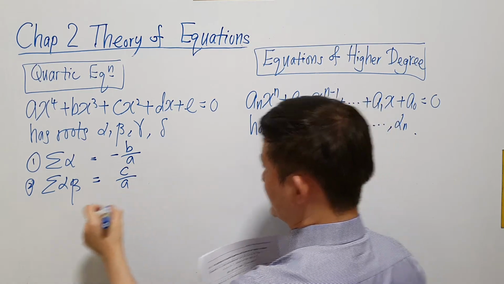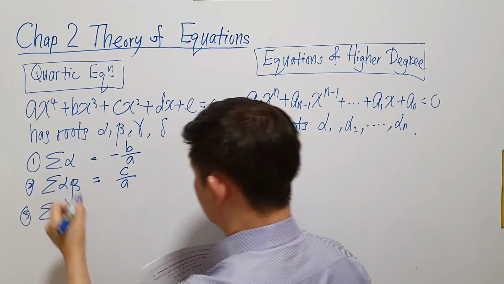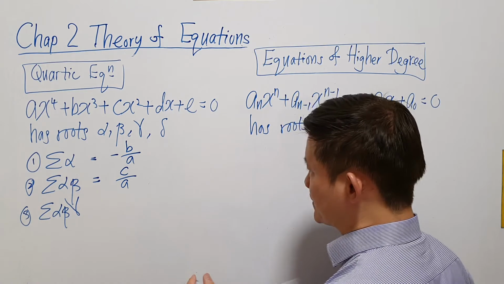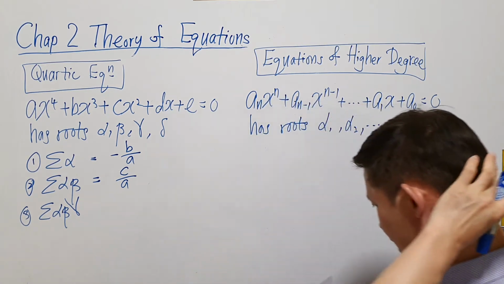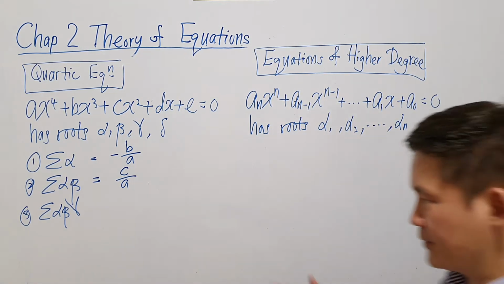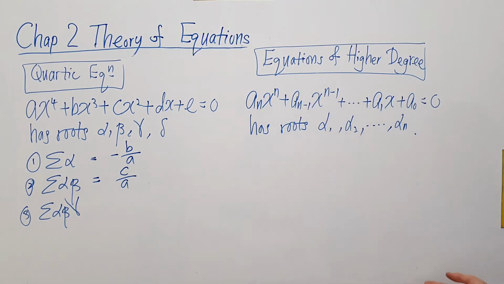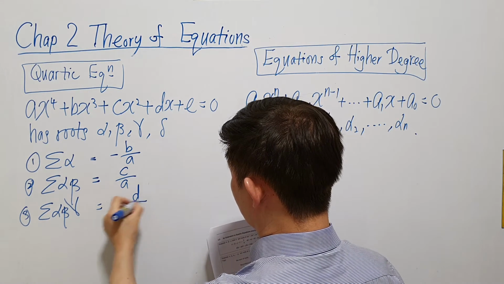And then the next one is summation of alpha, beta, gamma. How many terms are there for the summation alpha, beta, and gamma? For degree 4, there are actually 4 terms, okay? Summation of alpha, beta, gamma, there are altogether 4 such terms. You got alpha beta gamma, alpha beta delta, alpha gamma delta, and beta gamma delta. There are only 4 of them. And this is actually minus d over a.